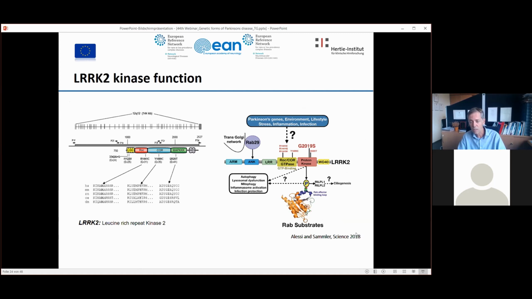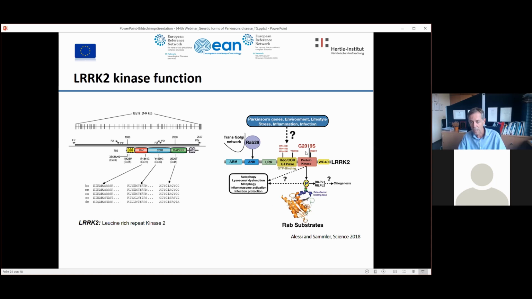And only in 2018, it was discovered that the LRRK2 gene is a kinase that has other intracellular proteins as substrates, the so-called RAP proteins, which are also signaling proteins in the cell. So the LRRK2 gene is involved in a signaling cascade by functioning as a kinase.